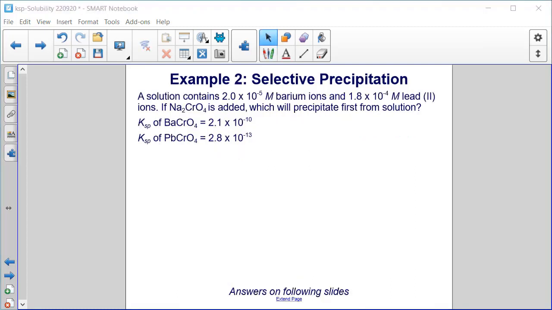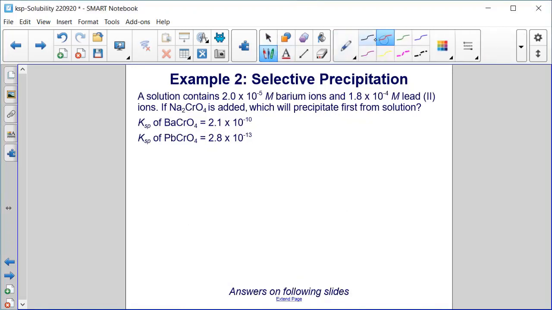A solution contains 2.0 times 10 to the minus 5 molar barium ions and 1.8 times 10 to the minus 4 molar lead 2 plus ions. If we add sodium chromate, which will precipitate first from the solution? Will barium chromate precipitate first with its KSP of 2.1 times 10 to the minus 10? Or will lead 2 chromate precipitate first with its KSP of 2.8 times 10 to the minus 13?